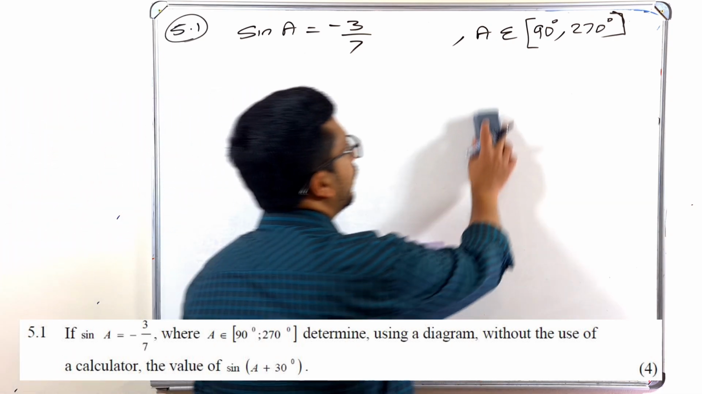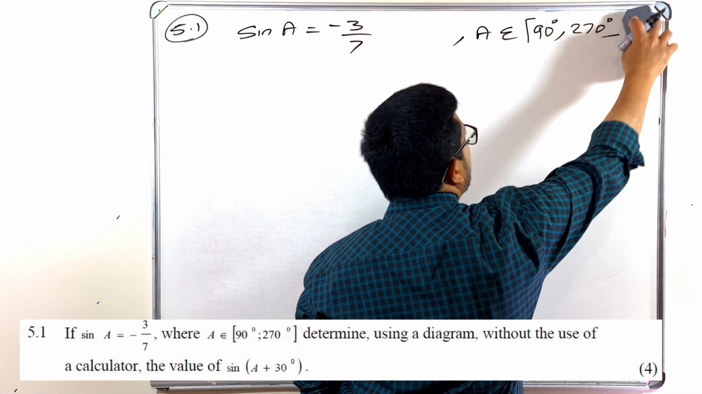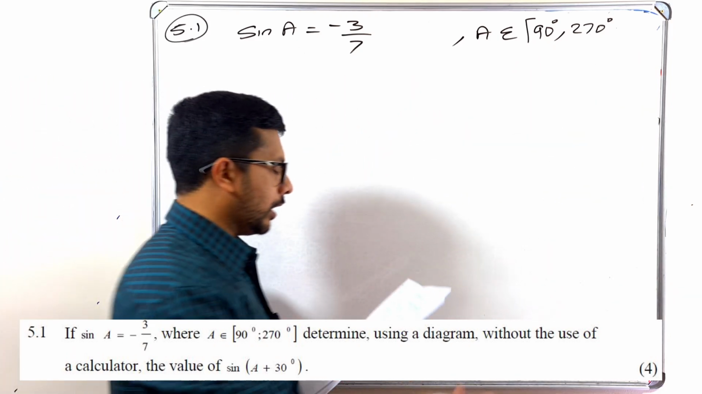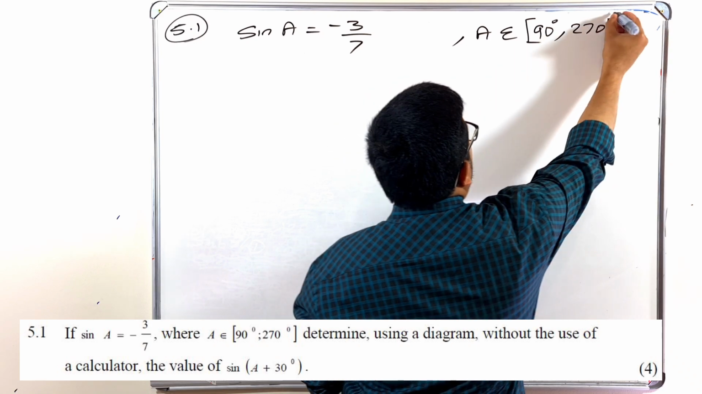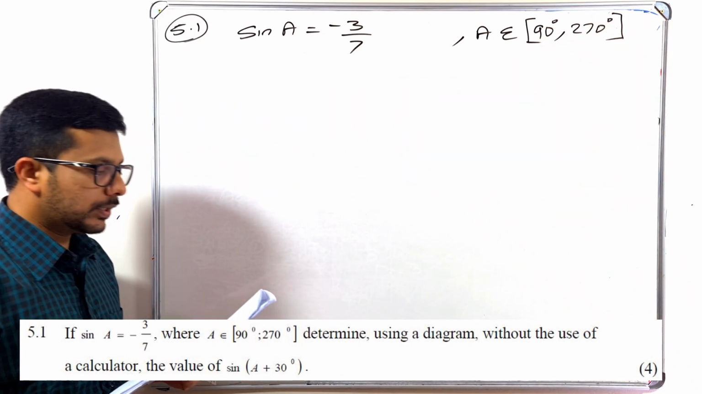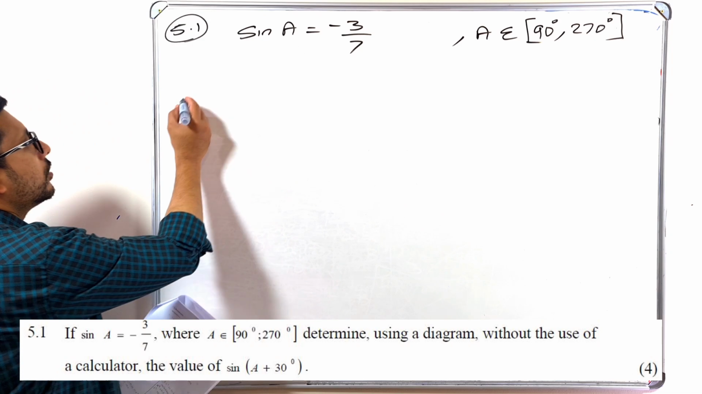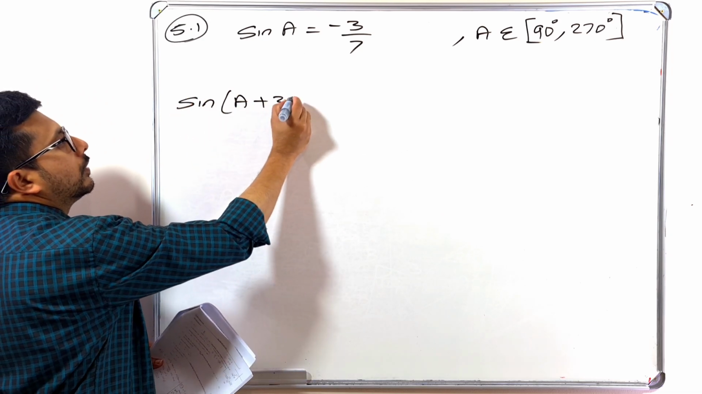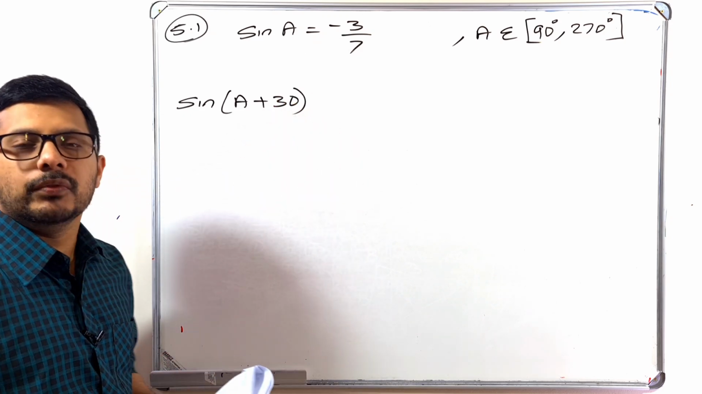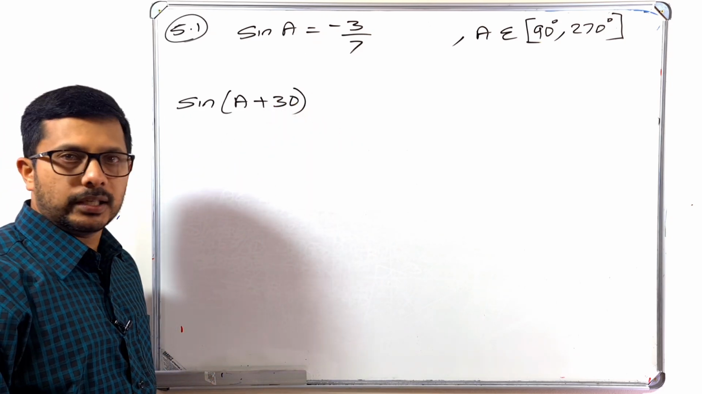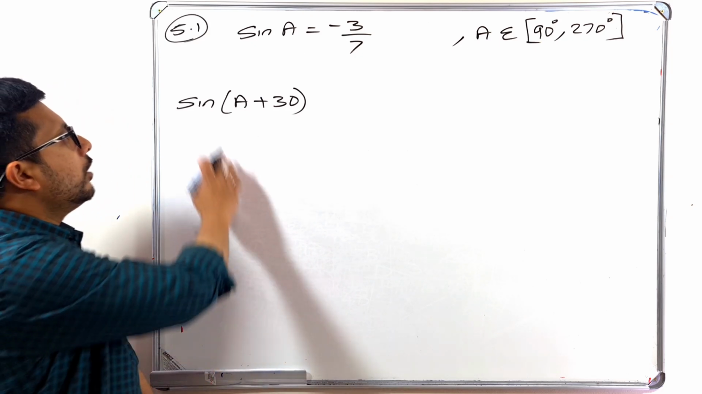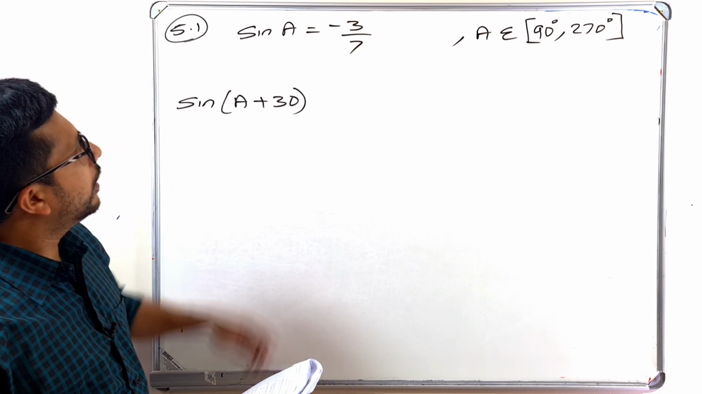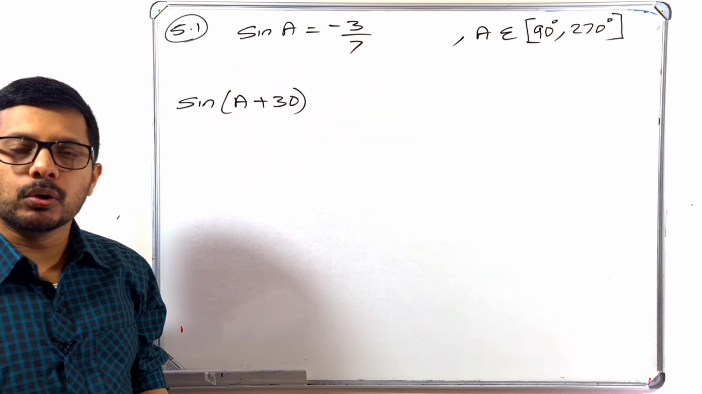Determine using a diagram, without the use of a calculator, the value of sine of a plus 30. You have to find the value of sine of a plus 30. This is the question. Without using a calculator, you have to use a diagram and find the value of sine of a plus 30. Now here sine a is equal to minus 3 over 7.